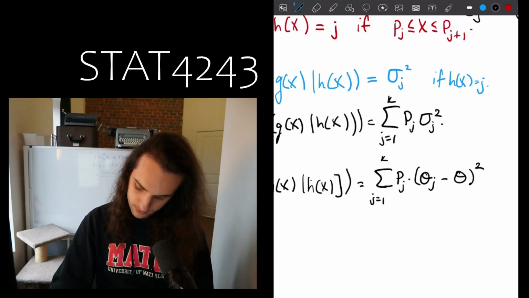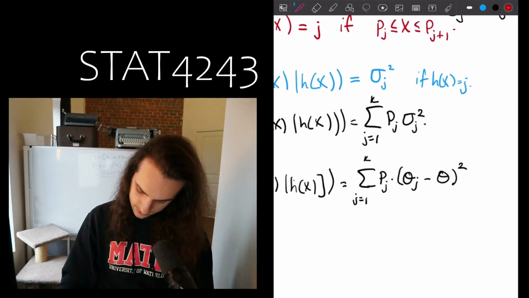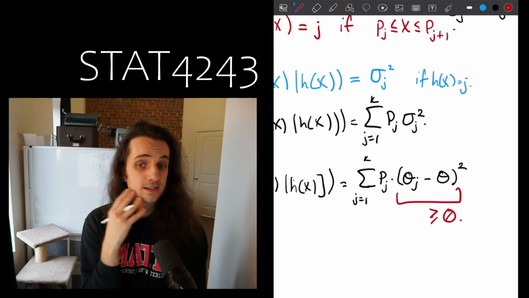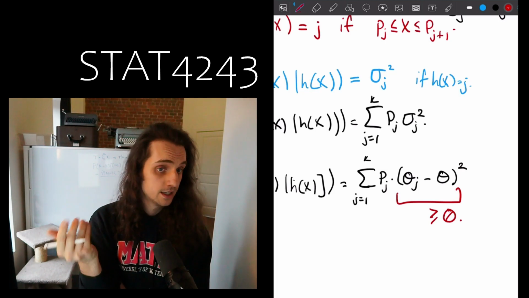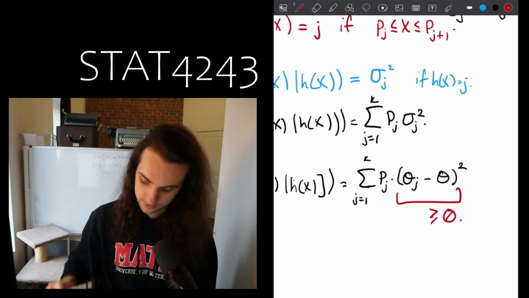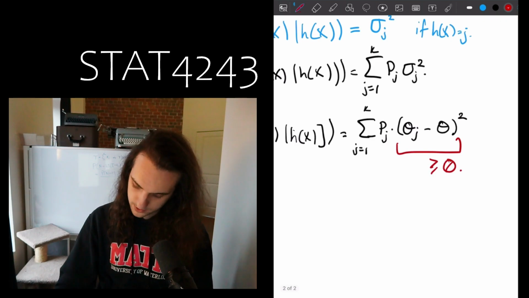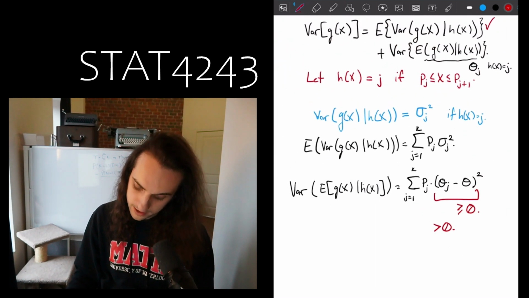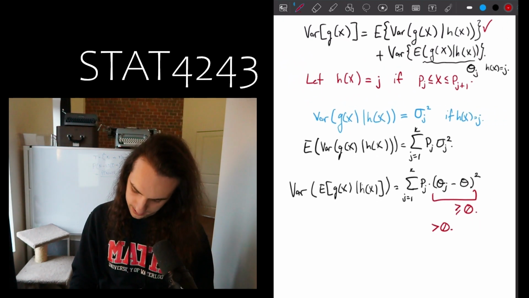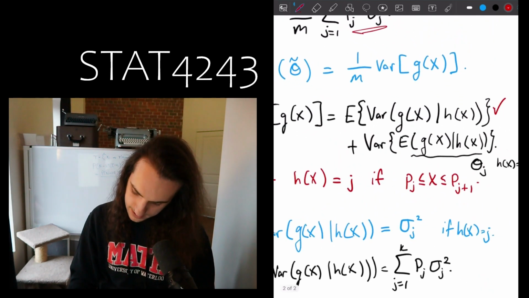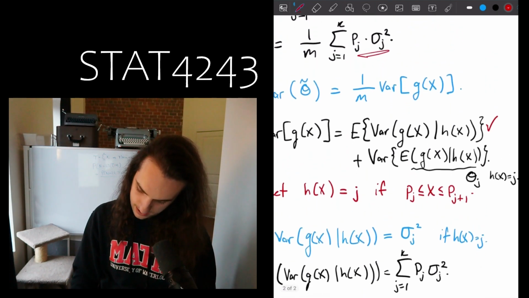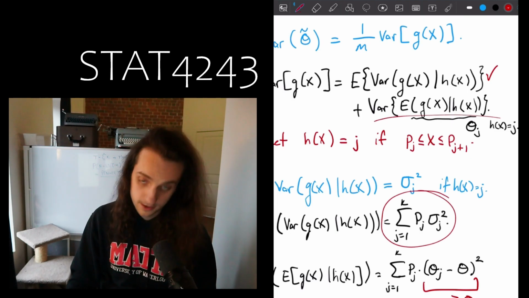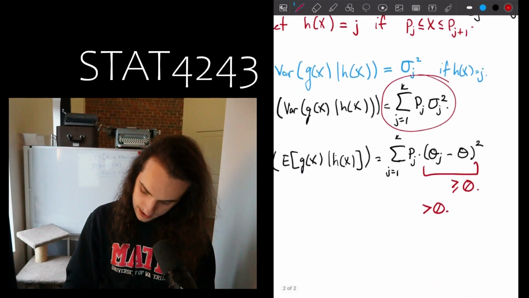The only thing we will want to point out here is that this is going to be greater than or equal to 0. The only way that it's ever going to equal 0 is if theta j is equal to theta for all of the different values, so if you have some constant function. Unless it's constant, this is just greater than 0. So what are we actually saying here? The variance of g of x is equal to this term plus this term, which is greater than 0.